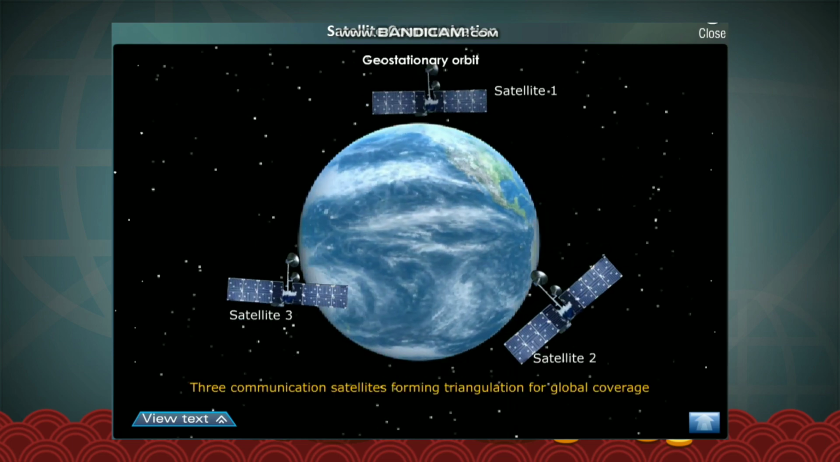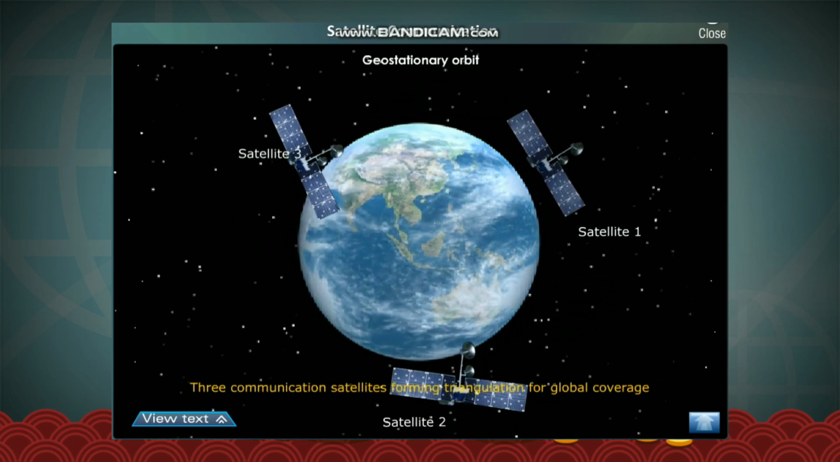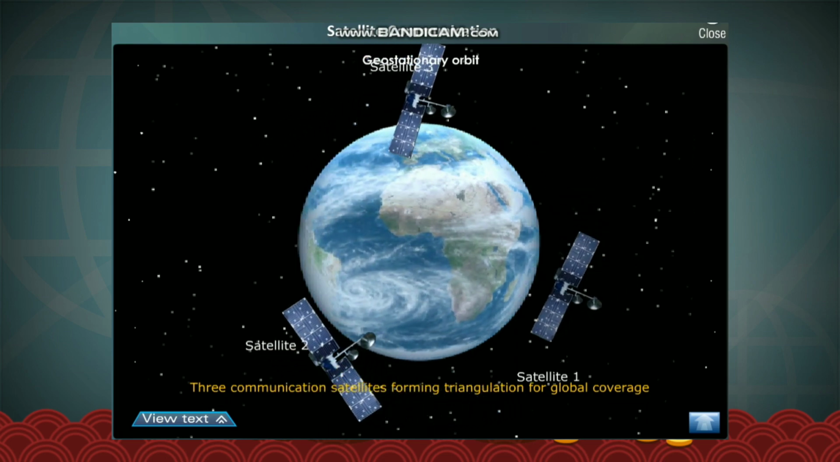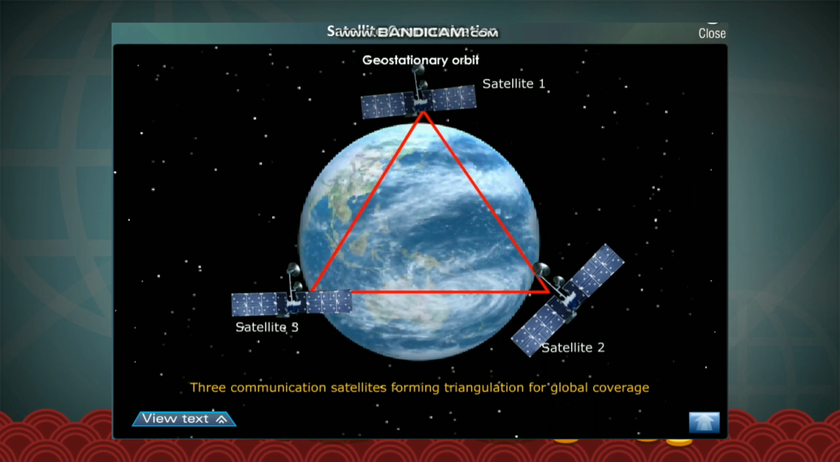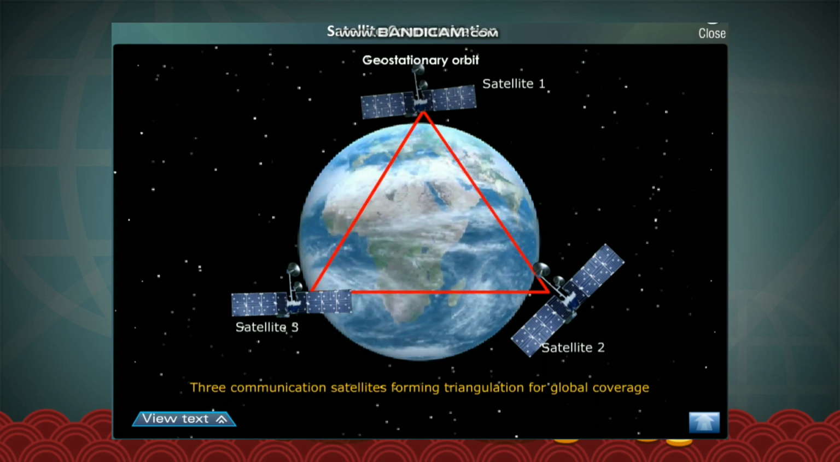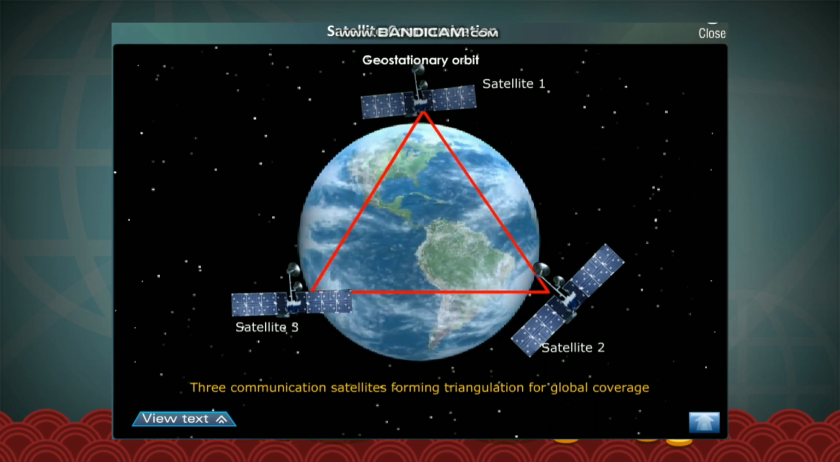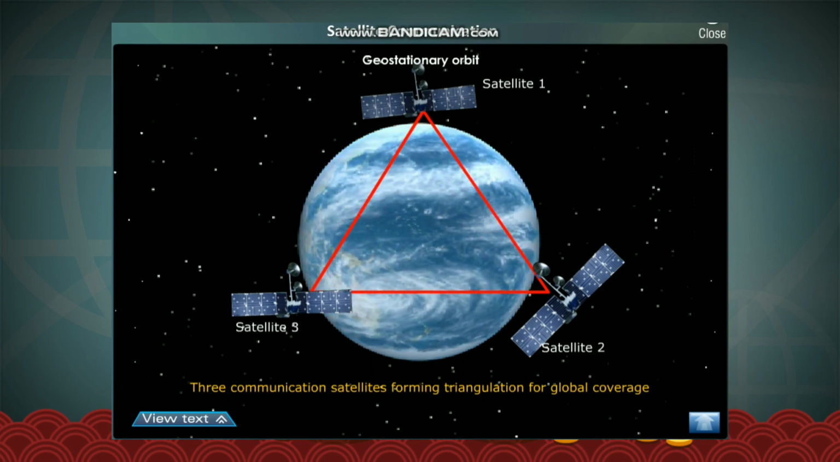The entire Earth can be linked or covered by the communication network if three geosynchronous satellites are placed at the vertices of an equilateral triangle. Each of the satellites covers 1/3 of the globe.